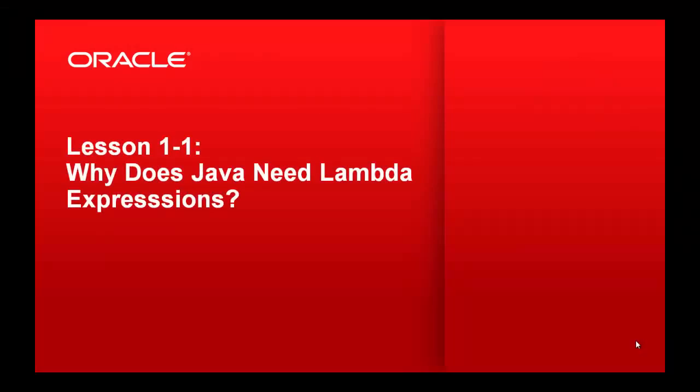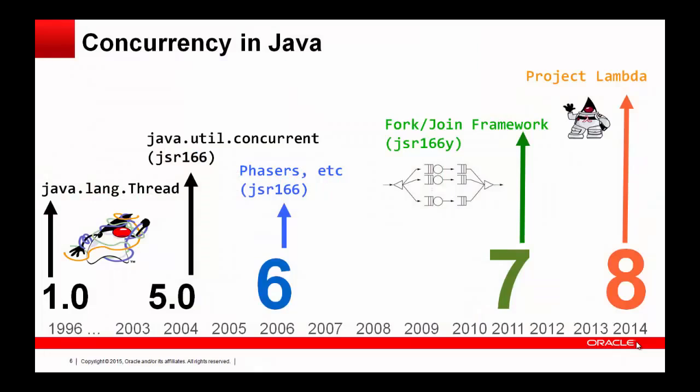We'll start then with part 1 of lesson 1, about why does Java need Lambda expressions. Now, I mentioned that what this allows you to do is to simplify how you can take advantage of multi-core processors and multiple processors. And if you look at the history of Java, what you'll find is that right from the very beginning, Java had the concept of being able to support multiple streams of execution, multiple threads of execution.